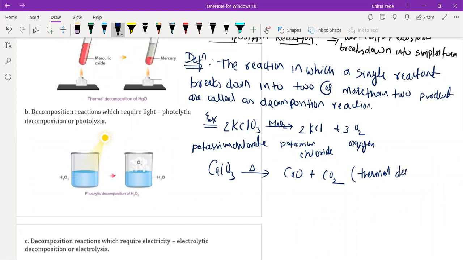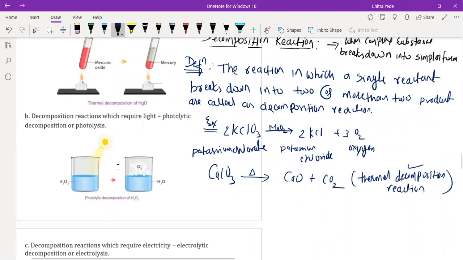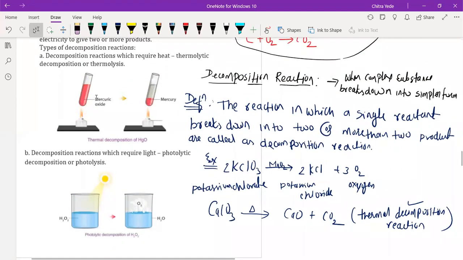Thermal decomposition reaction, which means it is a decomposition reaction. In your book, some examples are given here. We have mercury oxide. When it decomposes with the help of heat, it gives mercury. So here mercury oxide converts into mercury.